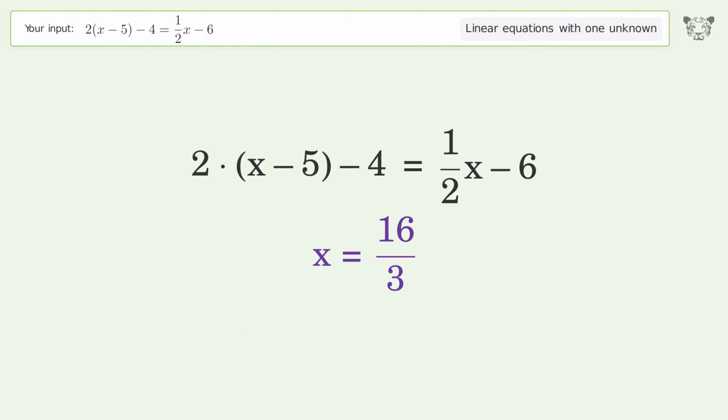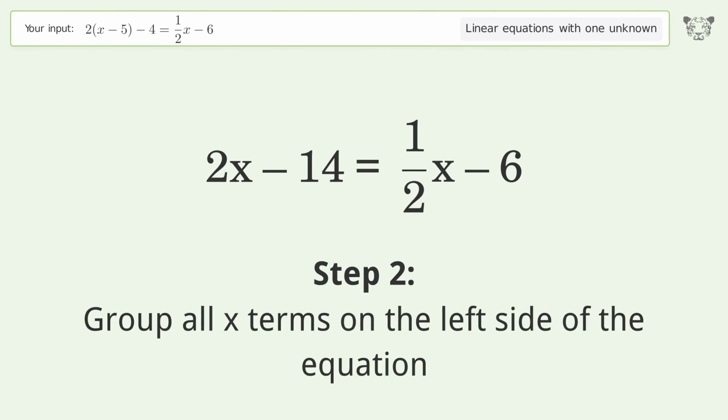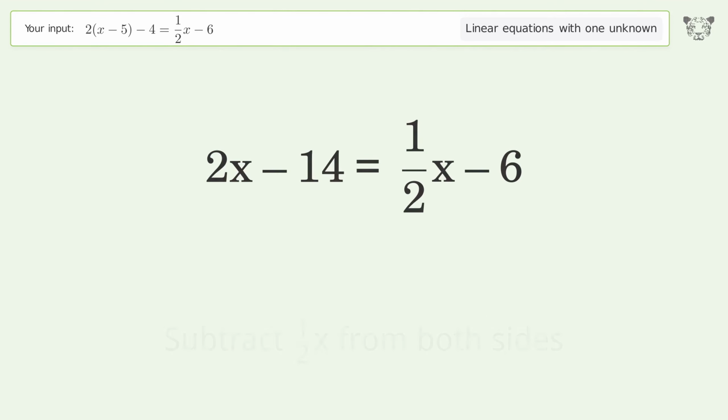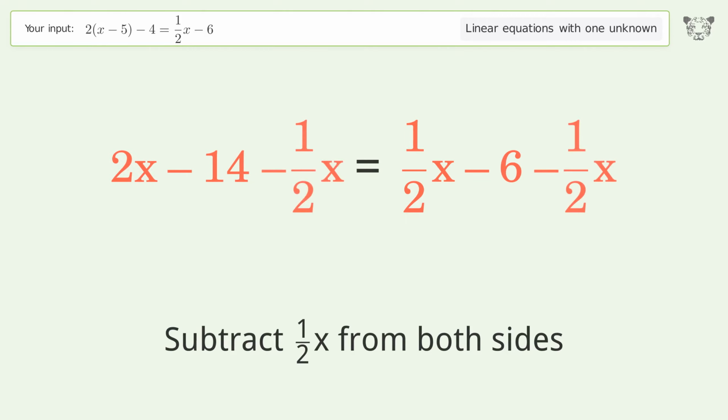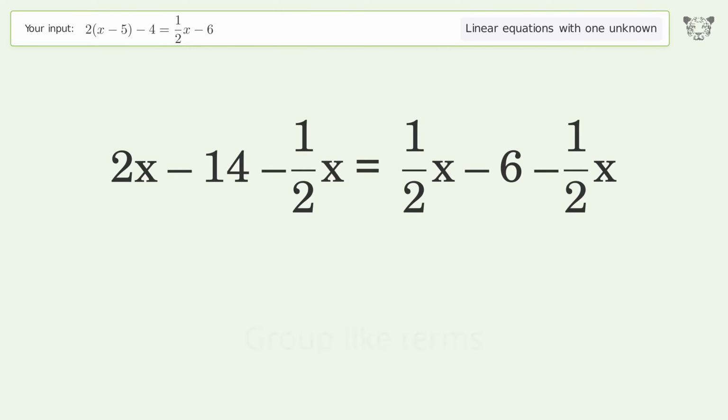Simplify the expression. Expand the parentheses. Simplify the arithmetic. Group all x terms on the left side of the equation. Subtract 1/2x from both sides. Group like terms. Group the coefficients.